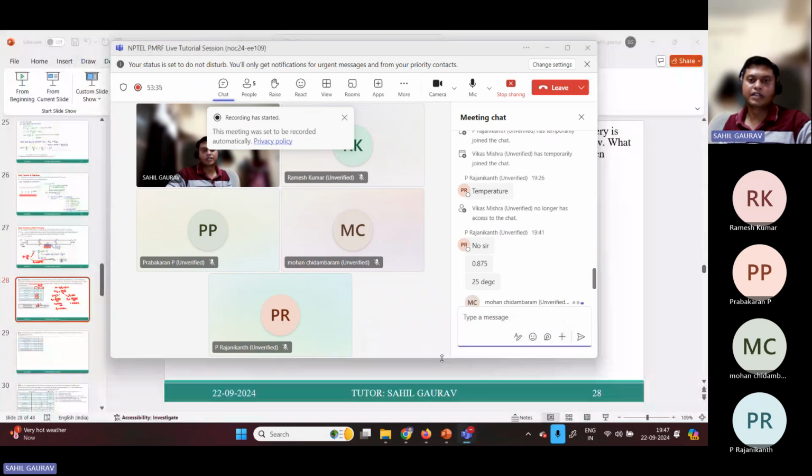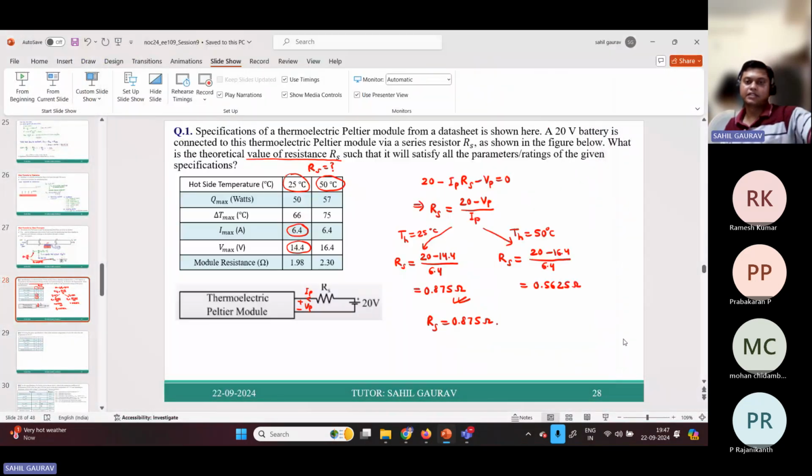Yes, 0.875. Why have we selected this? Rajnikant, can you tell the answer? Why have we not selected 0.5625? Because the 0.875 will cover the range of even 0.5625 also, sir.